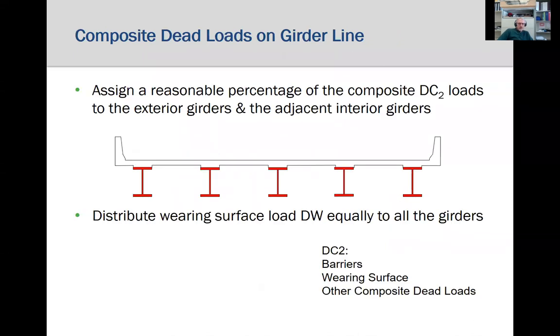To better simulate the actual distribution of the barrier loads, these are the barriers, as we saw in lecture one, or what are called DC2 loads, applied to the composite section after the concrete deck hardens, when line girder analyses are performed, consider assigning a percentage of the loads to the exterior girders and the first adjacent interior girder, which is a better assumption based on an examination of refined analysis results for several cases.